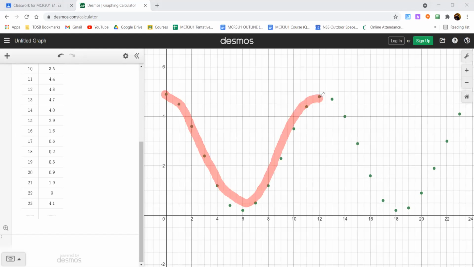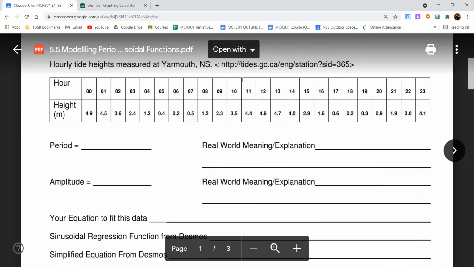There's one cycle, and then there's another cycle where we repeat. So I would imagine from 0, I finish a single cycle after 12 hours. So go back to the sheet. I'm going to say that my cycle is 12. My period is 12. So what is the real meaning behind that? The number itself is 12. What does that mean?